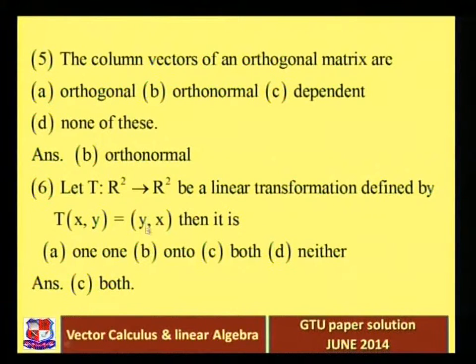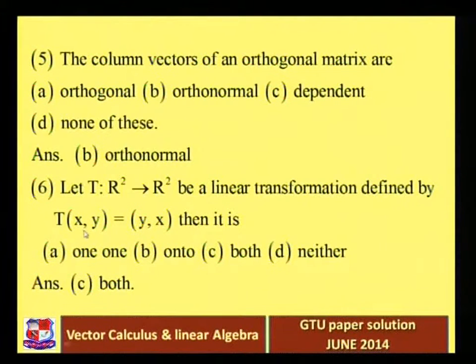The first coordinate is y. So in the first coordinate, the coefficients of x and y are 0 and 1. That's why the first row is 0 1 and the second row is 1 0. Now this matrix has determinant -1, a non-zero determinant, right? So that's why this is one-one and onto both. Okay, onto.